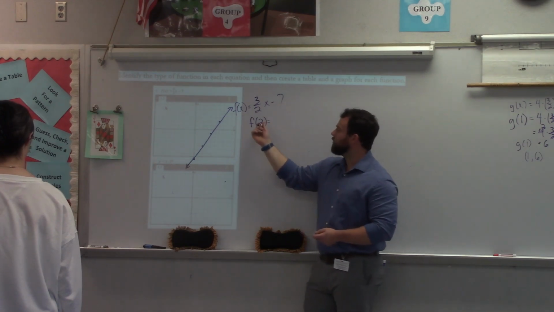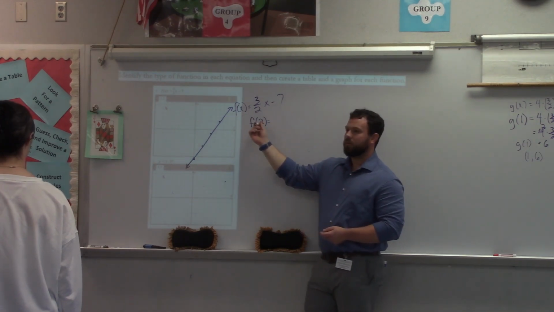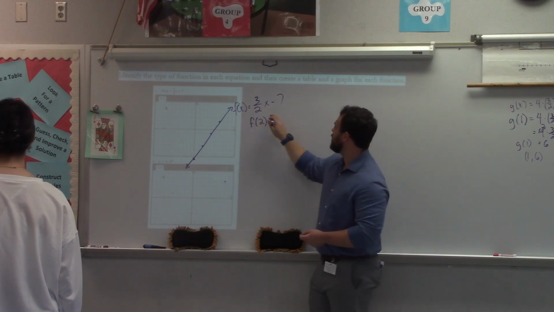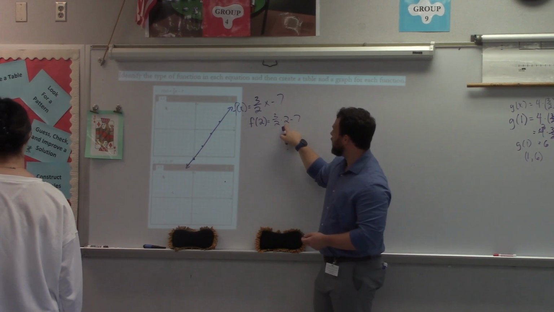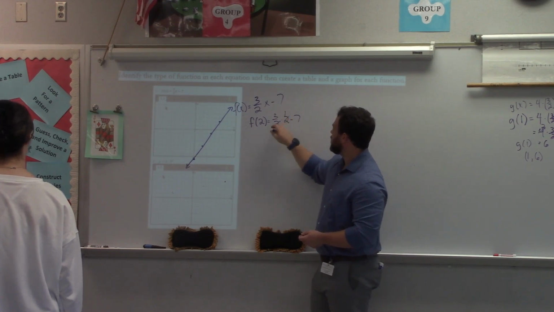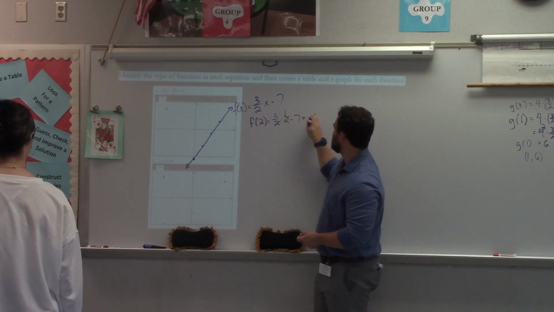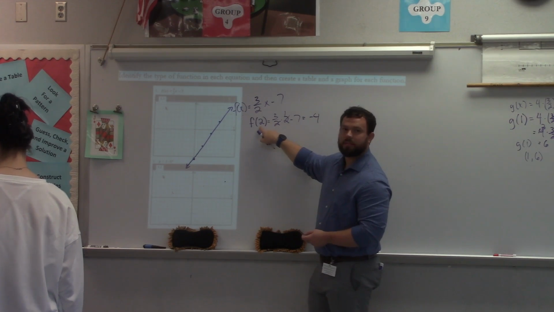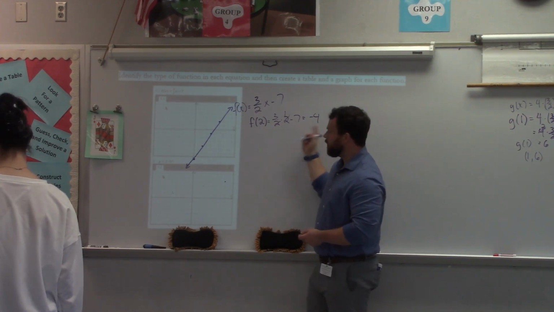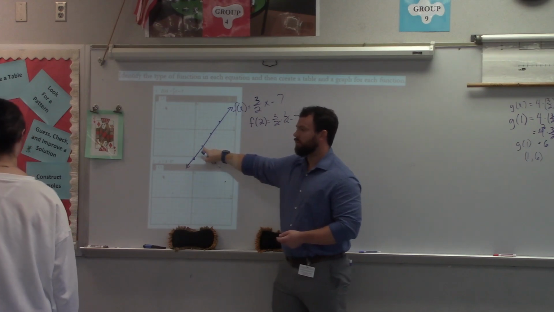Right now I just made 2 the what? The x, or what's another word for that? That's my input, isn't it? So I've substituted in for x. 3 minus 7 is what? -4. So an input is 2, has an output of -4. Is that what we see right here on the graph?